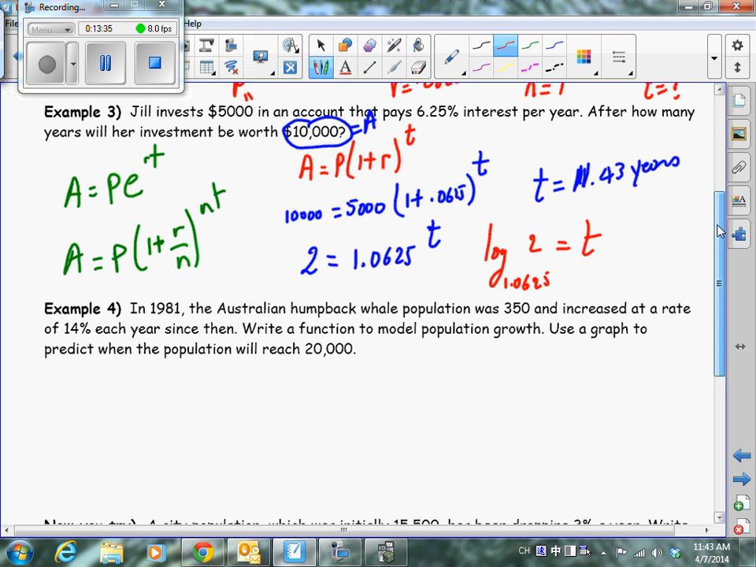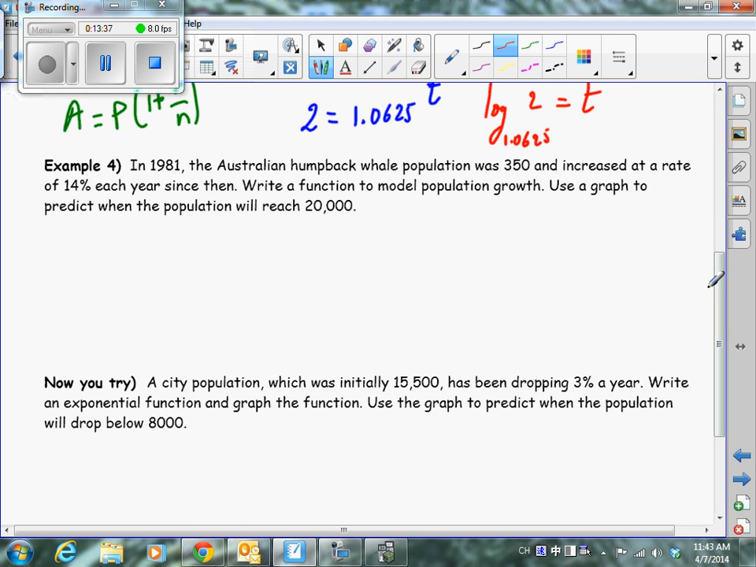Let's look at problem number 4 now. It says in 1981, the Australian humpback. Would you like to read for me, Freddie? Please? Thank you. In 1981, the Australian humpback whale population is 350 and increased at a rate of 14% each year since then. Write a function to model the population growth and use a graph to predict when the population will reach 20,000. Okay, let's first identify what each information is.